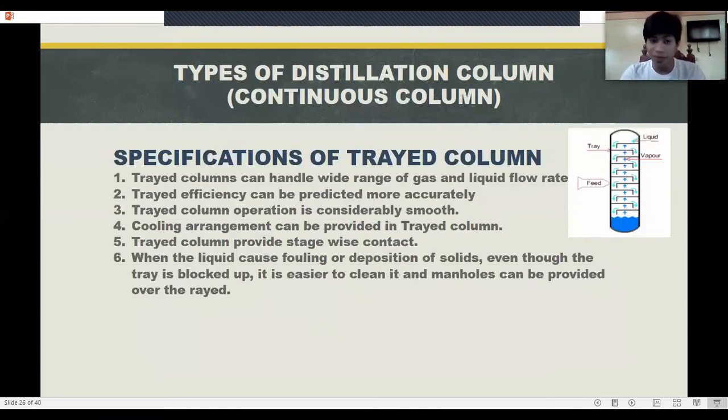And here are the specifications of a tray column. Tray columns can handle a wide range of gas and liquid flow rates. Tray efficiency can be predicted more accurately. Tray column operation is considerably smooth. Cooling arrangements can be provided in a tray column. A tray column provides stage-wise contact. And last, when the liquid causes fouling or deposition of solids, even though the tray is blocked, it is easier to clean it, and manholes can be provided in the tray.